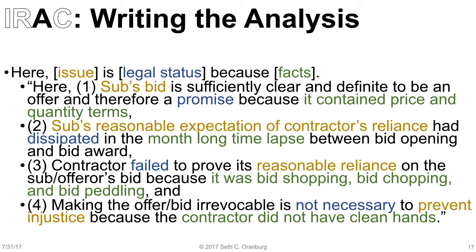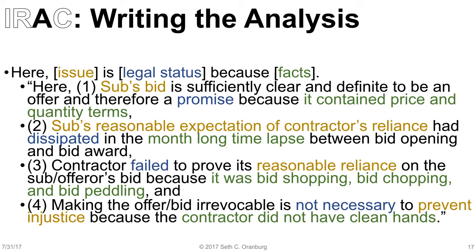meaning there is no more reasonable reliance because it has been a whole month between when the bid process opened and when the bid was awarded. That's a long time, especially when, in addition, the sub said, don't rely on my bid, I had the numbers wrong. So we have our second quasi-conclusion, our mini-conclusion in 2, that we did not have a reasonable expectation of reliance in the sub. The contractor failed to prove that it reasonably relied. In fact, it was going around bid shopping, asking others for bids. So it must not have relied on the subcontractor's bid in that case.